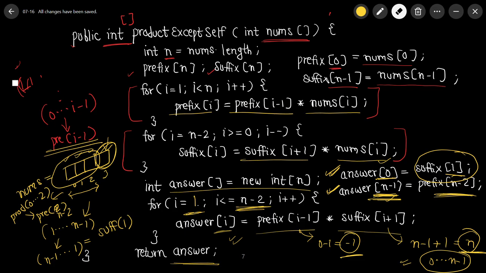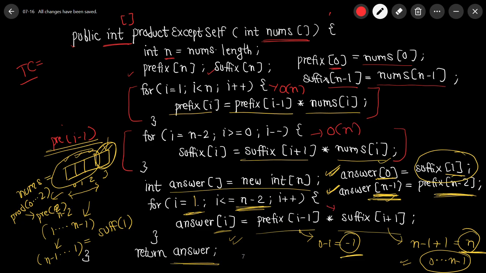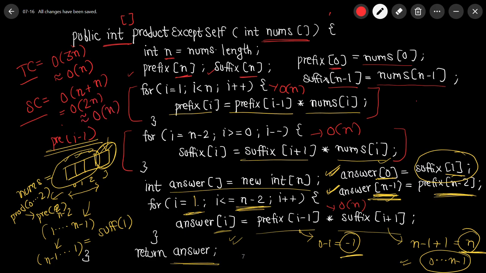So coming to the time and space complexity of this. Time complexity, here we are doing big O of n, here also big O of n, here also big O of n. So time complexity is nothing but big O of 3n, which is asymptotically equal to big O of n only. And space complexity, we have used two arrays of size n each. So it's the size taken by prefix array, that is n, plus that taken by suffix array, so it's 2n, which again is asymptotically equal to n only. So time and space both in our case is big O of n.